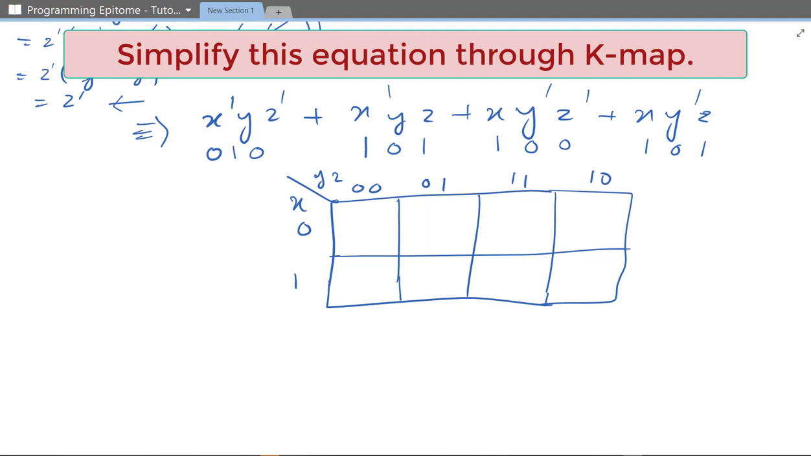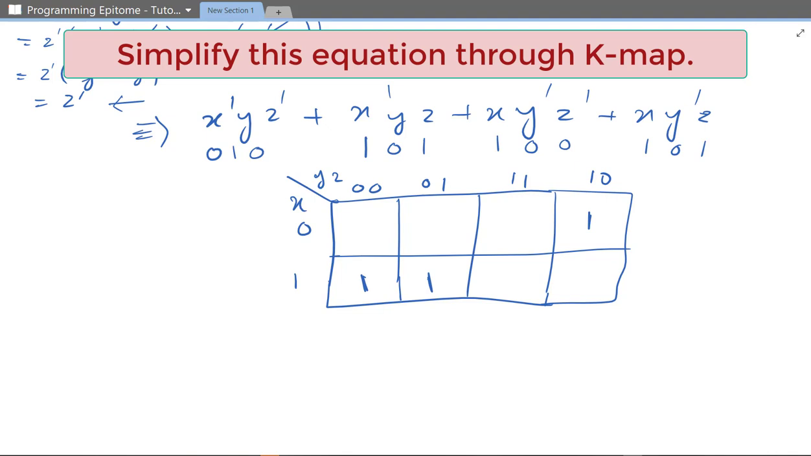Now first look for the first term, 0 1 0. Here you will write 1. The second term is 1 0 1, so this is the place where you will write 1. And then 1 0 0, it will be here. And then the last one is 1 0 1.